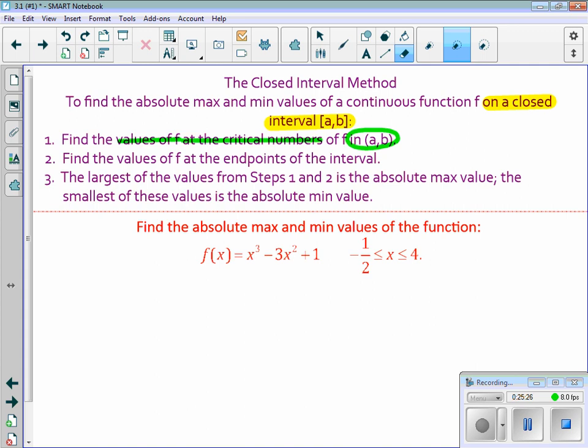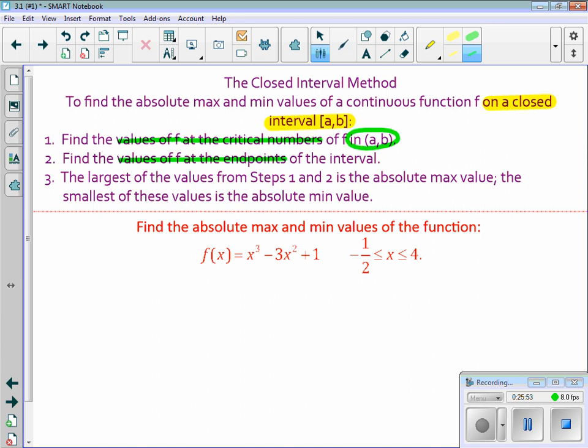Okay, the second thing you're going to do is find the values of f at the endpoints. Okay, so again, the y values at the endpoints, that's easy, right? You just plug the endpoints into your function. And then the largest is the absolute max, and the smallest is the absolute min. So that I probably don't need to highlight for you.